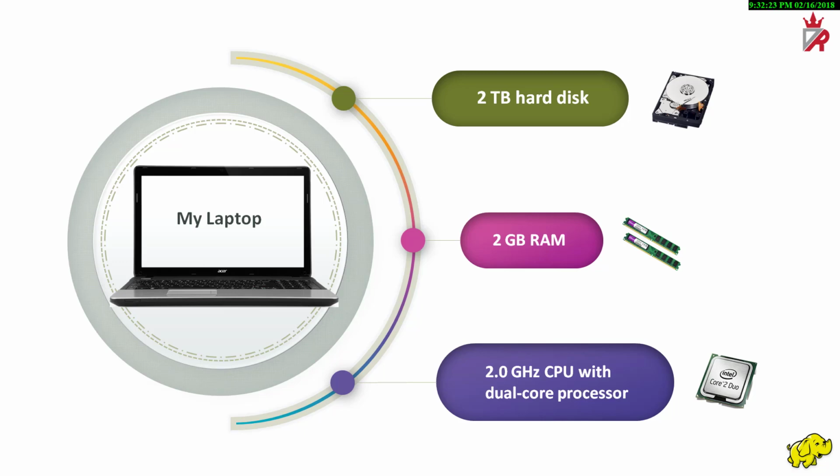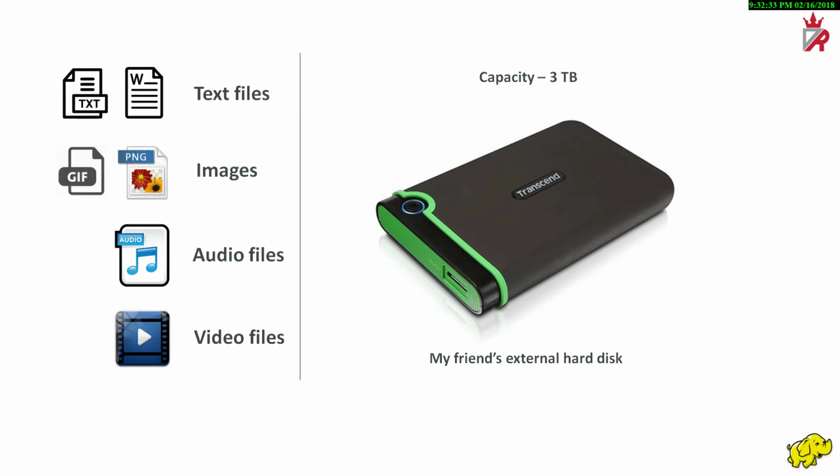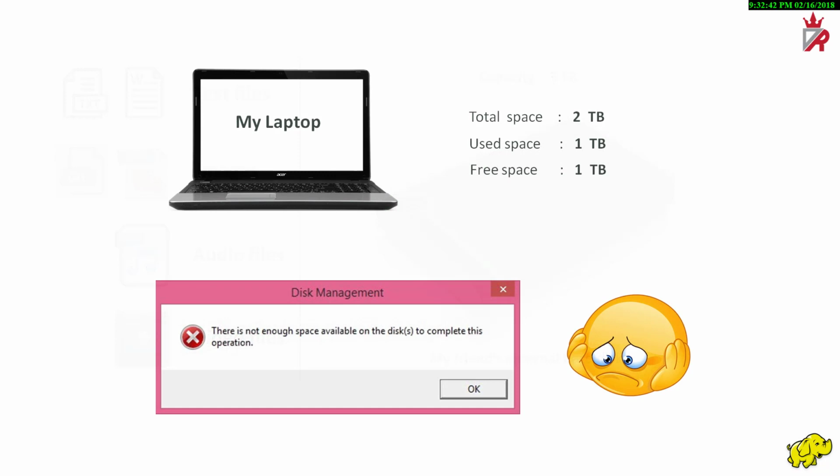Now, a friend of mine visits me with his external hard disk of 3 terabytes full of data, which comprises a variety of files. There are text files, images, audio, and video files. He wants me to store all the data in my laptop. But in my laptop, out of 2 terabytes, there is only 1 terabyte of free space available. What options do I have?